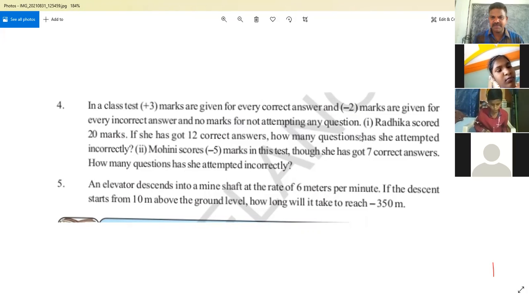Now question number 1 is: Radhika scored 20 marks if she has got 12 correct answers. How many questions has she attempted incorrectly? First let us discuss that. See, what is Radhika's score?